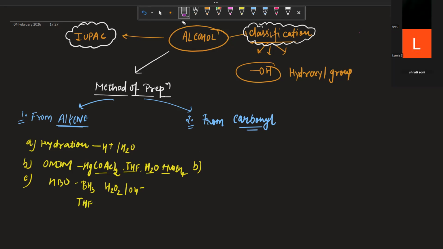Then from carbonyl, we discuss two parts. Can you tell me? The first is Grignard reagent. Very good. Then reducing agents. Absolutely, very good.